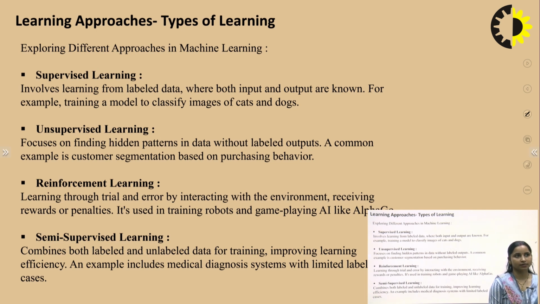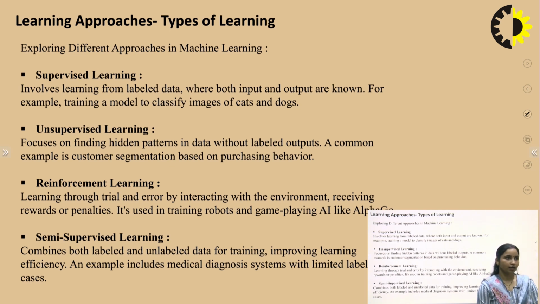Supervised learning involves learning from labeled data, where both input and output are known. For example, if we are training a model to classify images of cats and dogs, this will be supervised learning. Why supervised learning? Because the image data which we provide as input is already aware of which image is of a cat and which is of a dog.